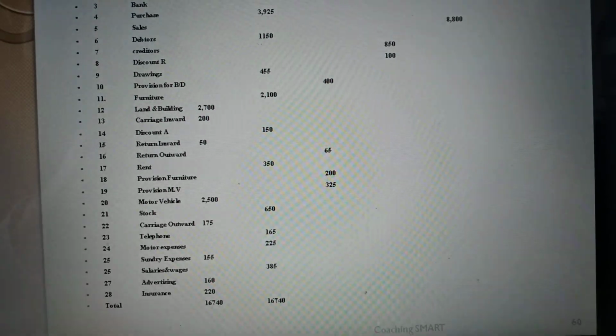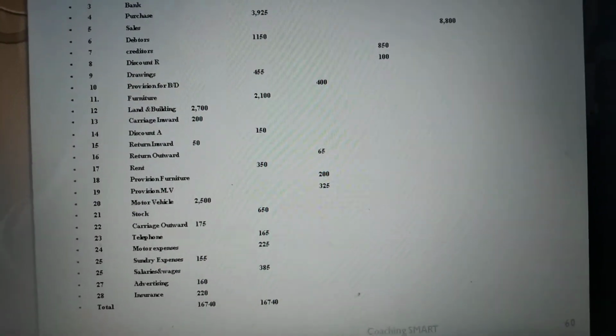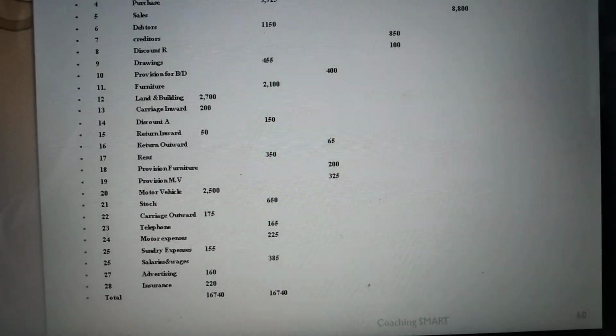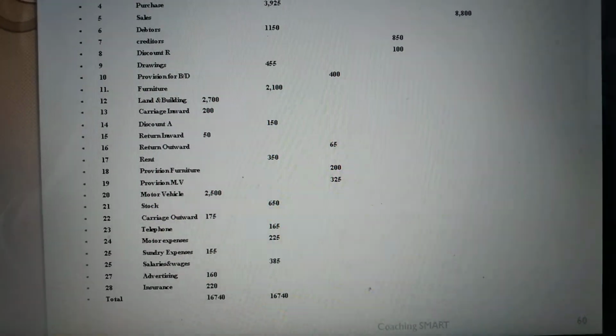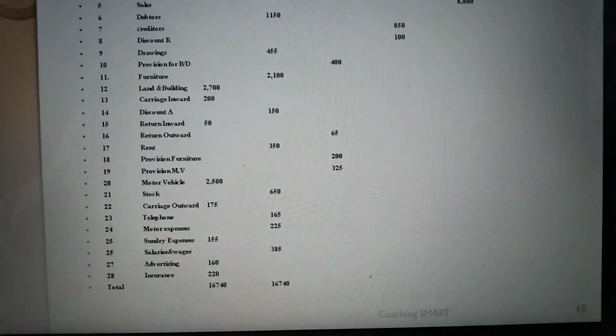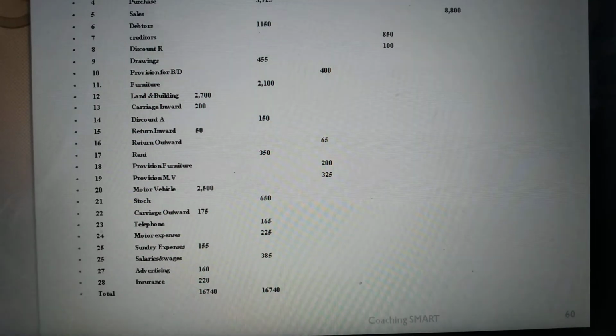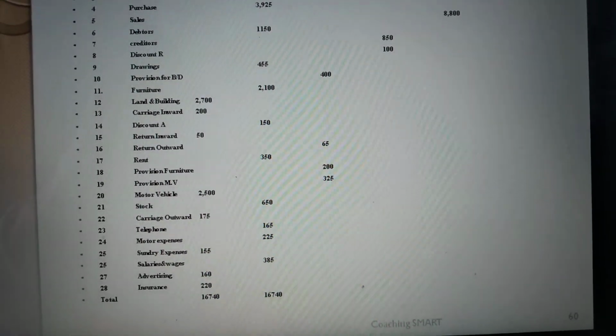Total. So the total must balance. So our total is 16,740,000. That is in the debit column. When you go to the credit column, the same amount is reflected. Now we come to the preparation of income statement.